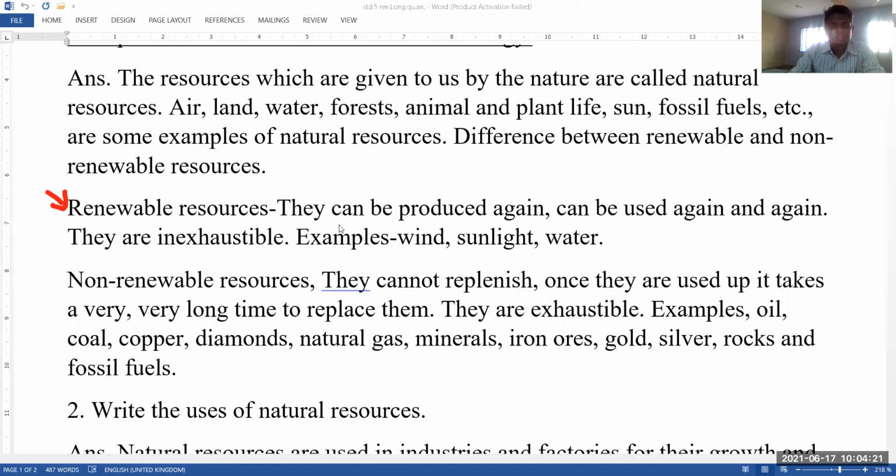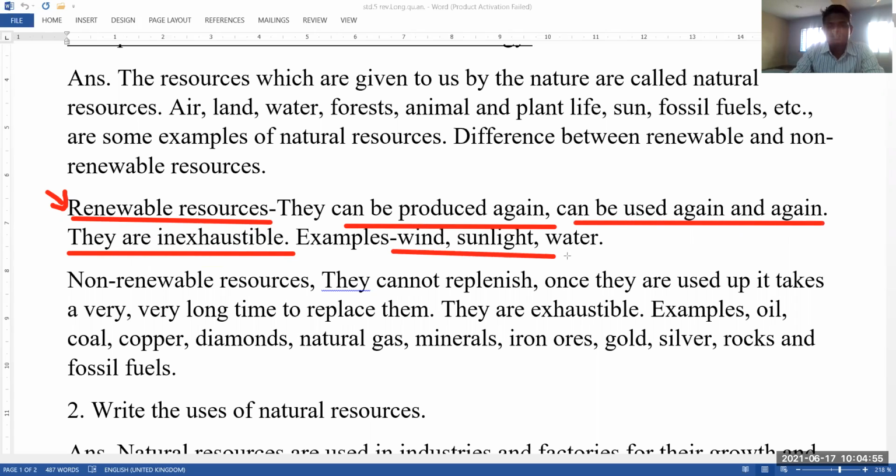Renewable resources can be produced again and again. They can be used again and again. So this is the first characteristic, the feature of renewable resources. It can be produced again, and it can be used again and again. They are inexhaustible, never finished, never complete. That is called inexhaustible. Example: wind, sunlight, water.